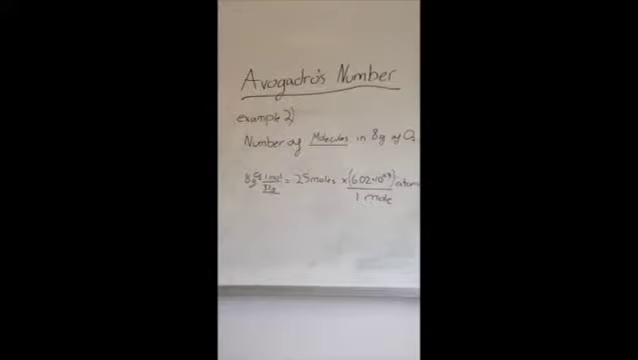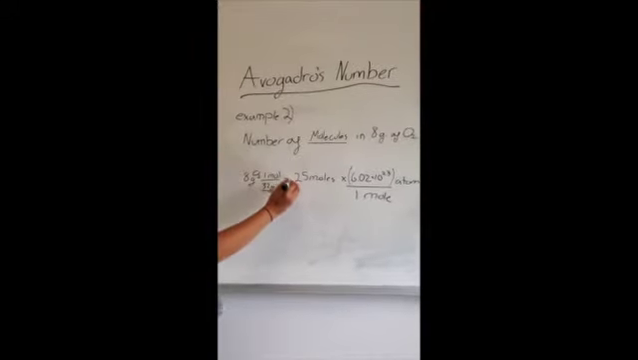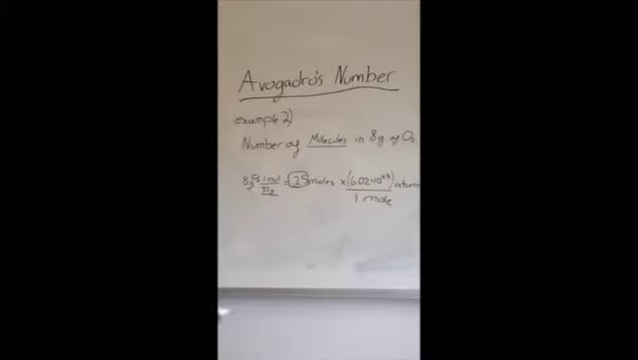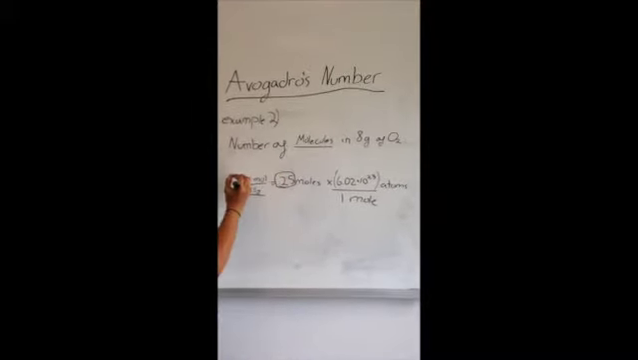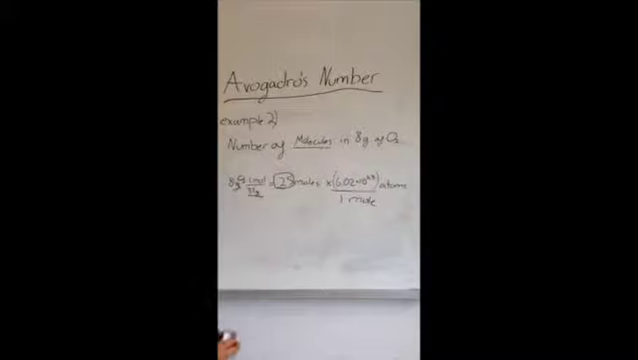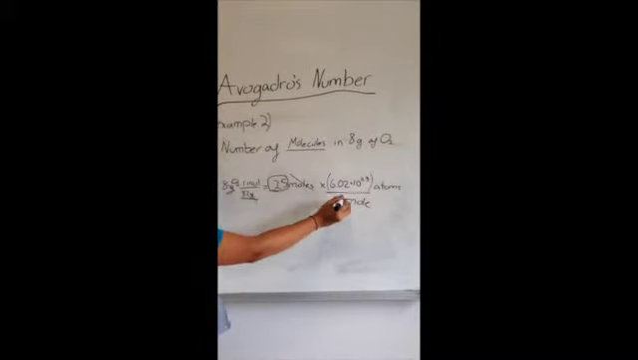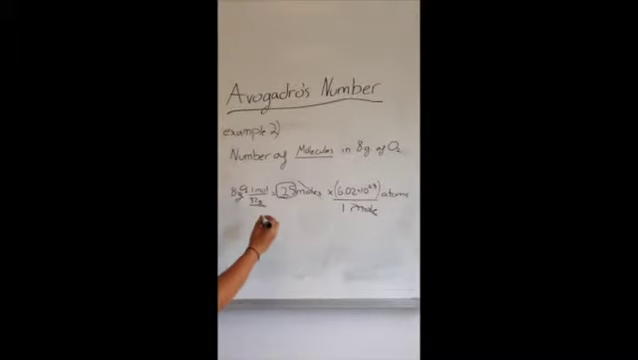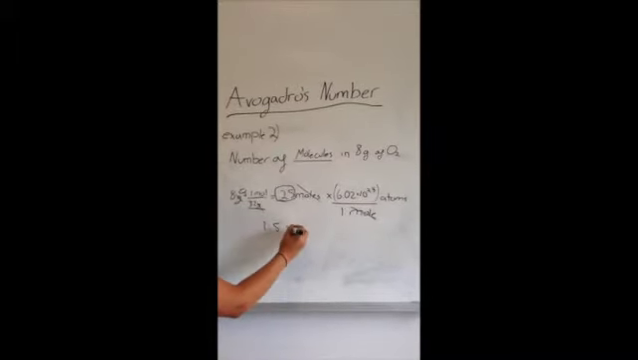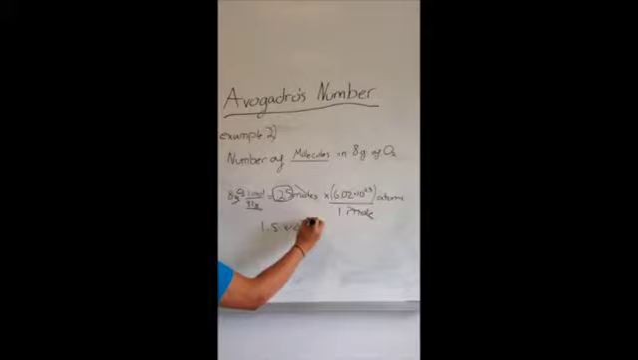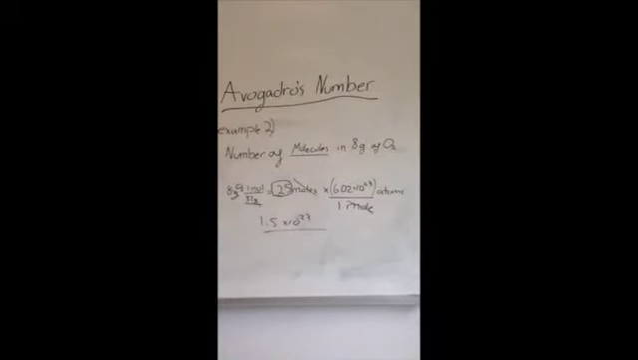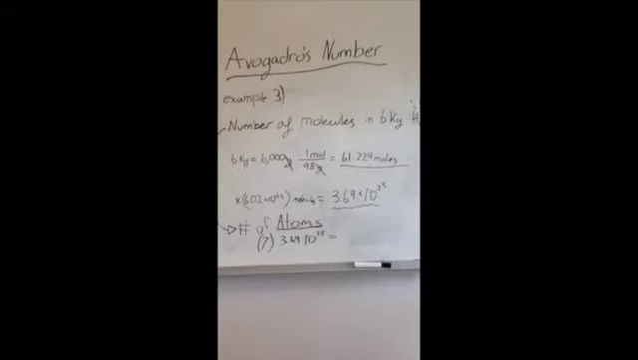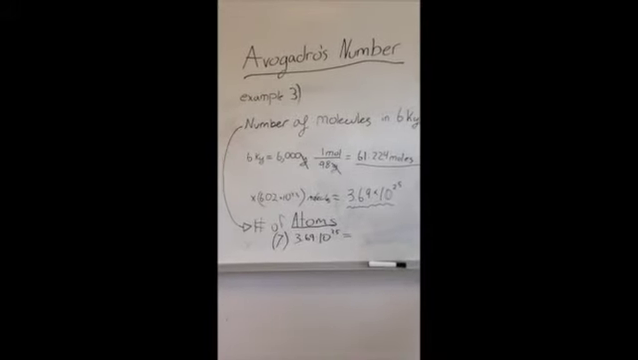So 8 divided by 32 equals 0.25 moles, and the grams cancel out and leave us just with moles. So 0.25 moles times Avogadro's number cancels out the moles and gives us our number of molecules. Isn't chemistry fun?